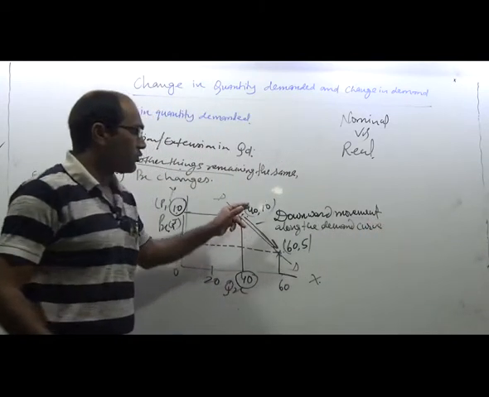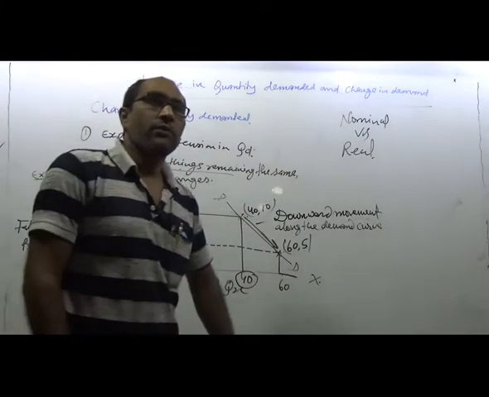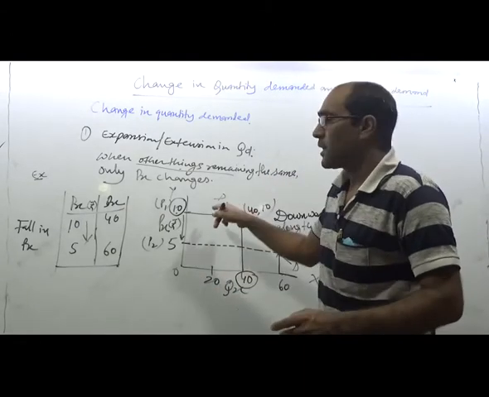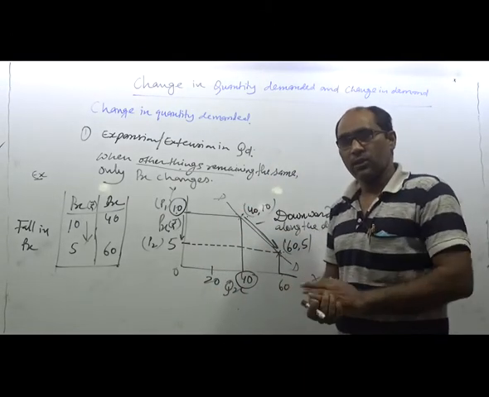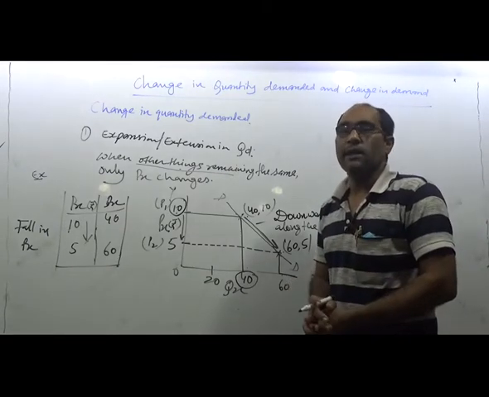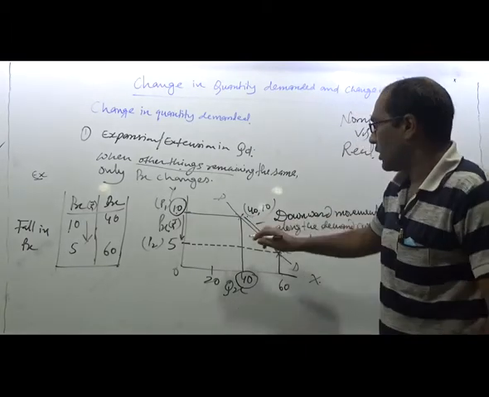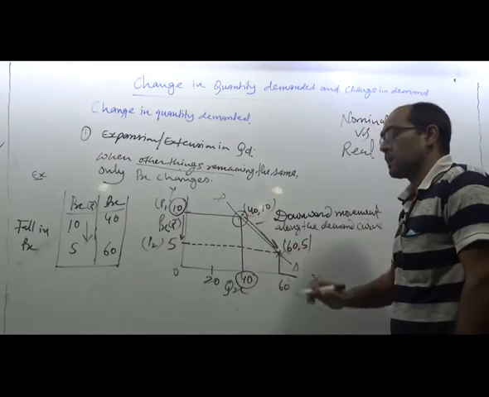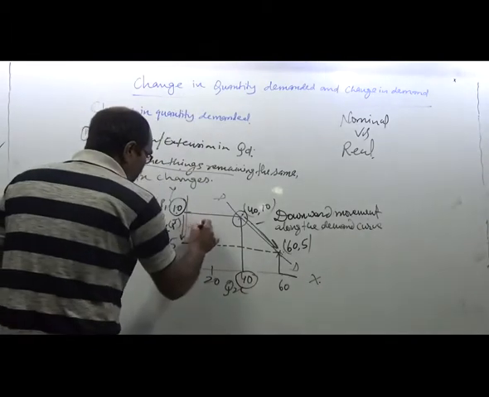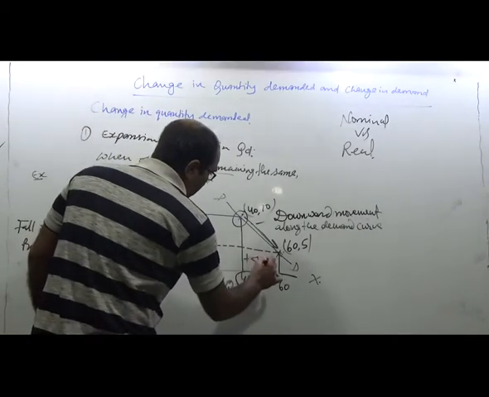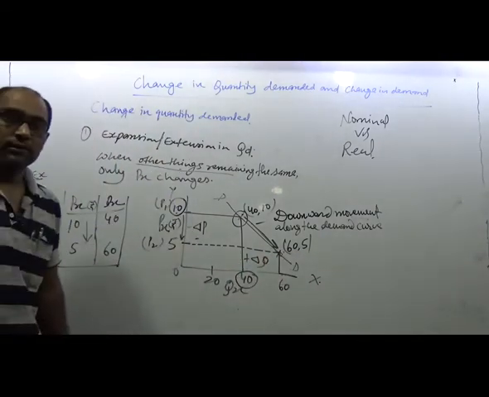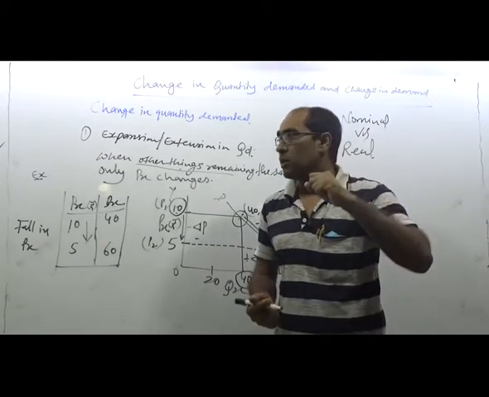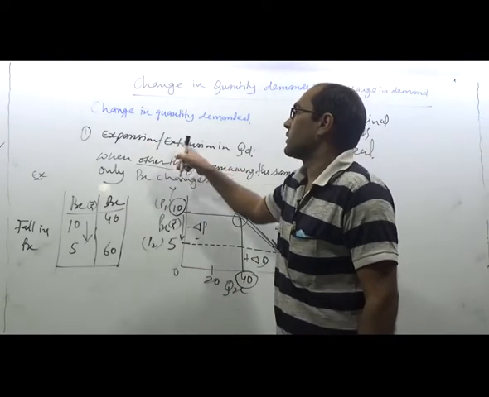See, to show the change in quantity demanded, we don't require any other demand curve. We can explain it on the given demand curve. Jo demand curve mein di gayi hai, usi demand curve mein extension or contraction we can deal. So we have to deal with movement in quantity demanded when the consumer moves from this point to that point. The negative change in price and positive change in quantity. Dear student, don't try to use the word increase here. You have to use the word extension or expansion.